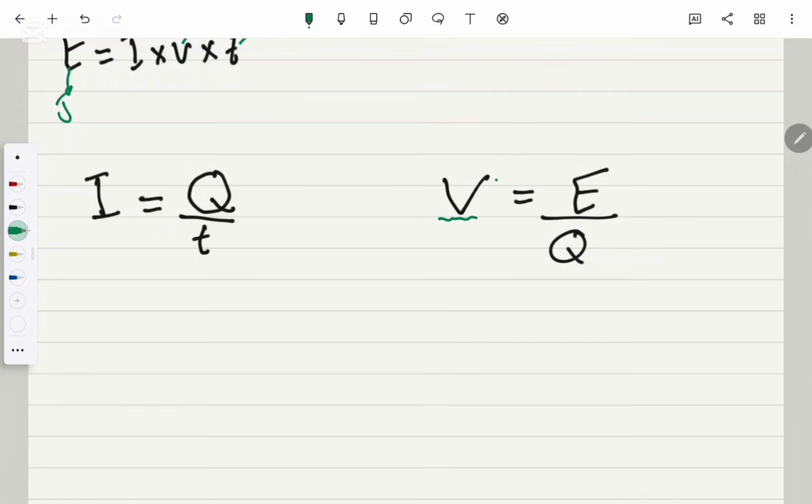Okay, voltage is literally energy, but the energy of every charge. So it's not the energy that's happening in the entire wire. No, it's how much energy every charge carries with it.